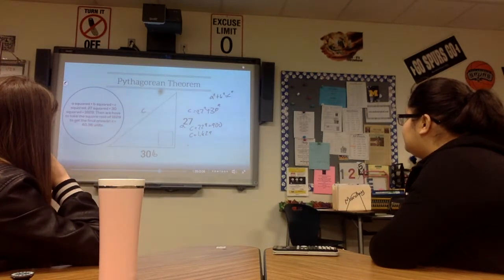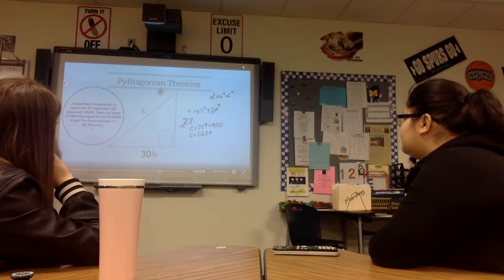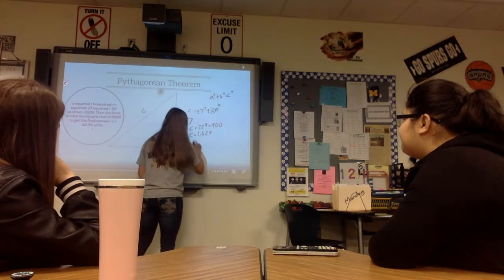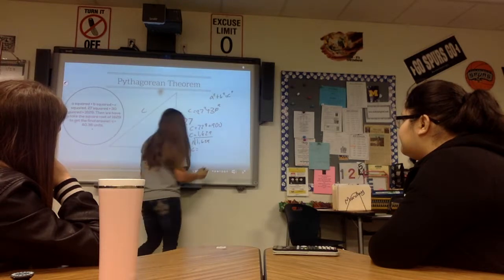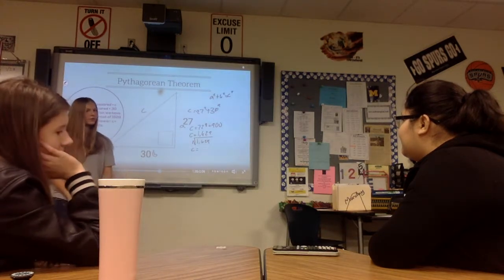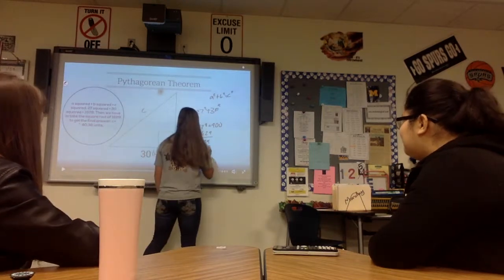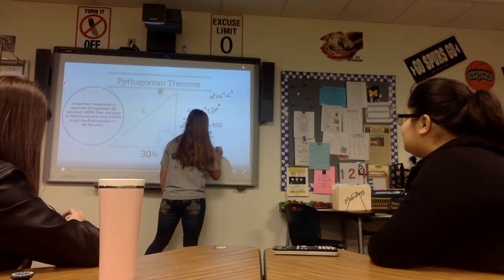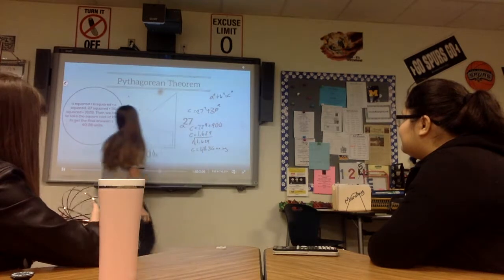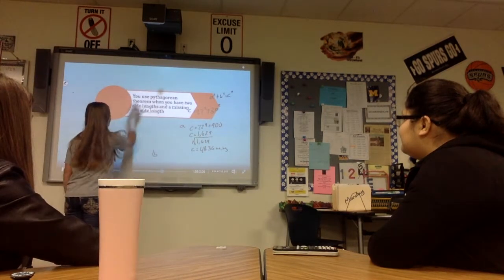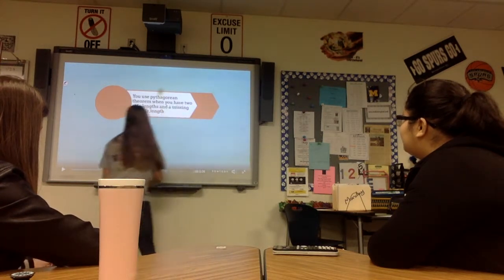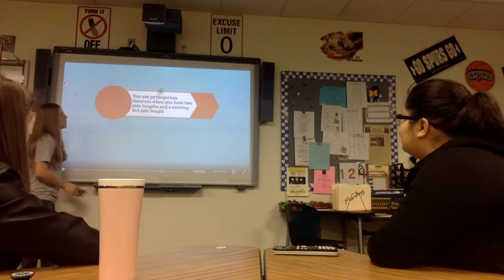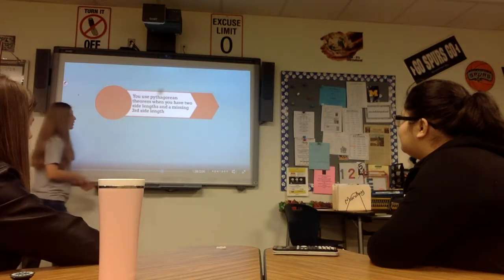Is that correct? Yeah, and then what we're going to do is find the square root of 1,629, which equals 40.36 units. Okay. Use Pythagorean theorem when you have two side lengths and are missing the third side length.